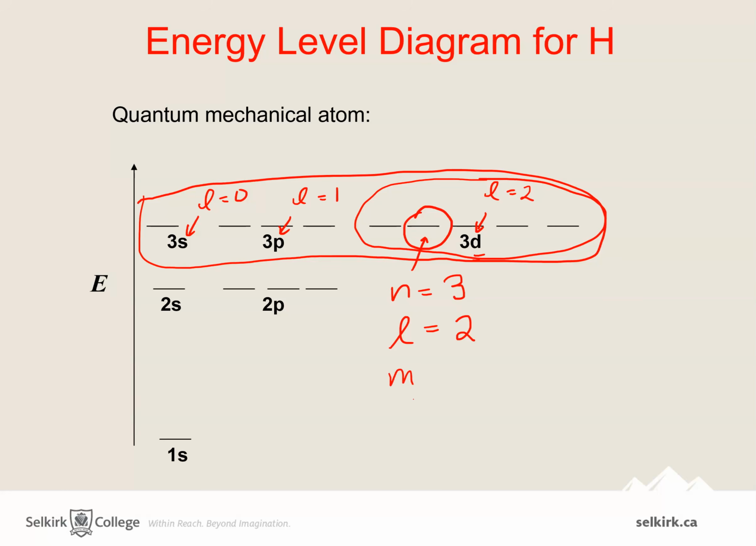To narrow it down to an individual orbital, I'm going to need the ml values. And ml can be anything from negative L to positive L. So for the orbital I circled, maybe I'll say ml is -1. With the 3 quantum numbers, I've uniquely defined a particular orbital.